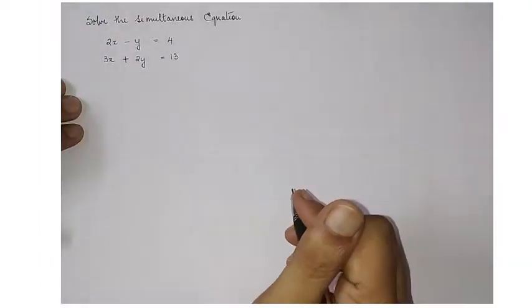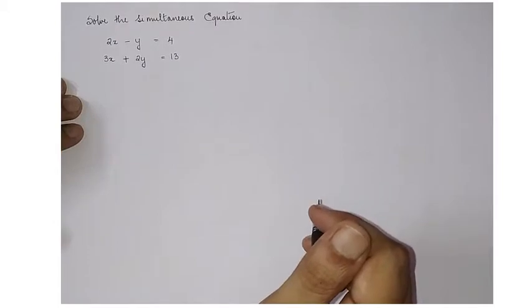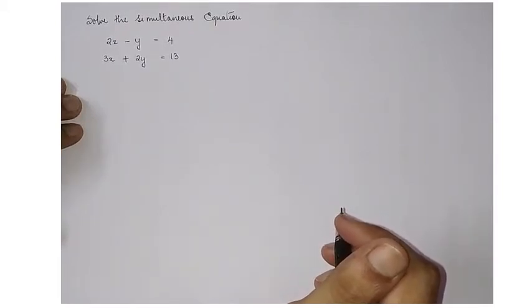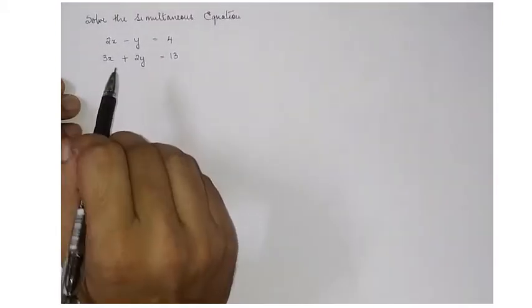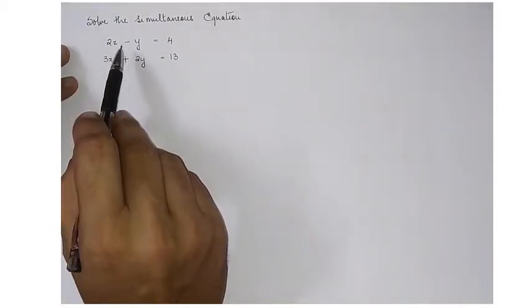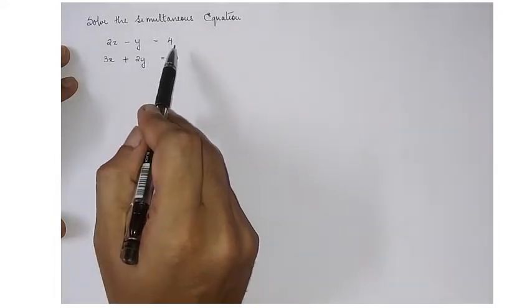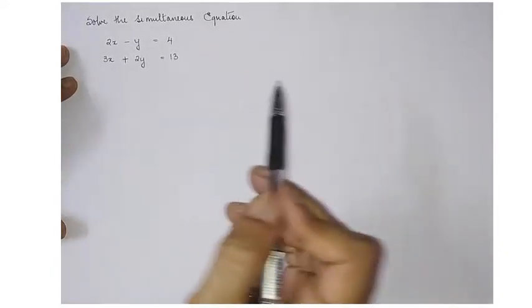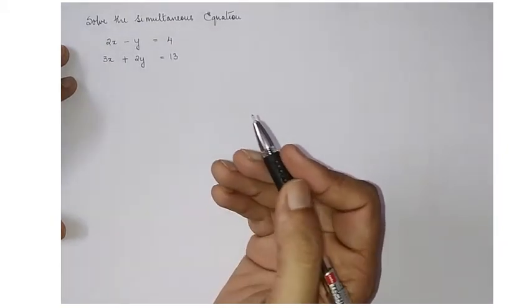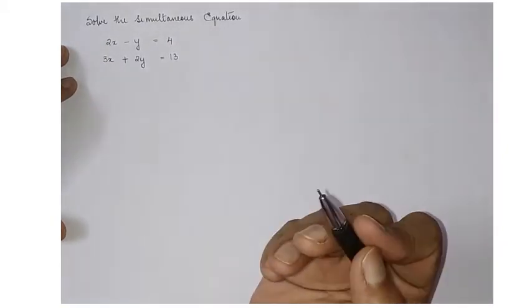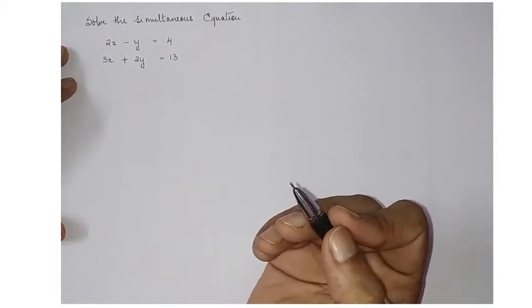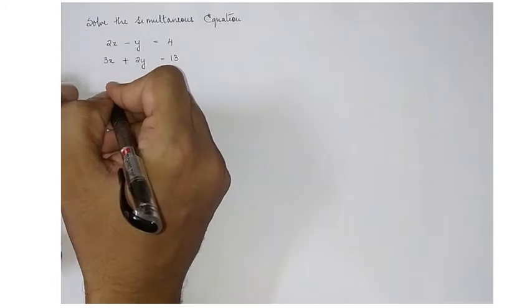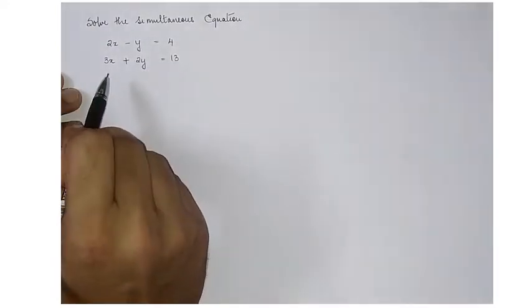Hello students, today we are going to look into this particular problem of solving simultaneous equations using matrices. Now look at this particular equation. 2x minus y is equal to 4. The second one is 3x plus 2y is equal to 13. Now we can solve this equation using many other methods, but now we are trying to attempt to solve it using the matrix method. First of all, we'll write this in the form of a matrix.